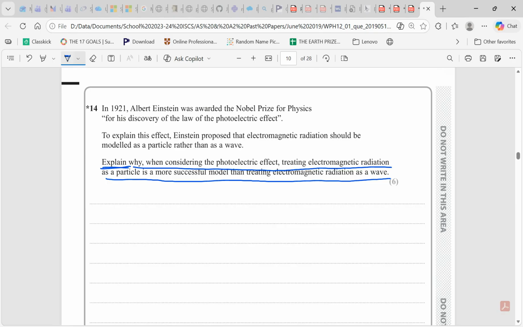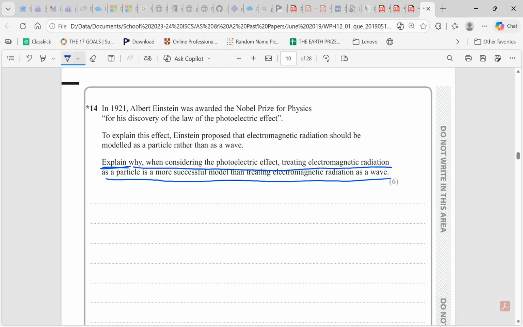And why did the wave theory fail to explain this? Because according to the wave theory, the greater the intensity of the radiation, the greater the energy provided to the electrons, and hence at any given frequency, emission of electrons should have happened, but that was not the case. So this is one observation which could not be explained using the wave theory. So immediately we will just jot this down, and I'll show you in a bit how we jot this down.